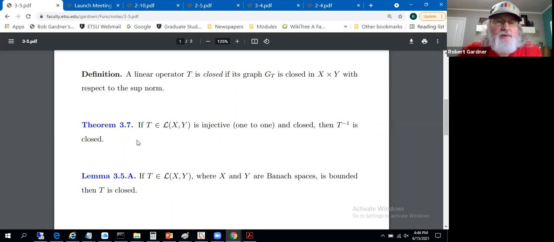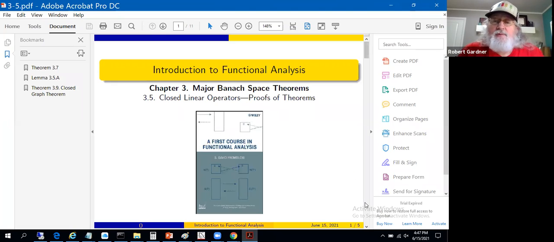We'll have three results. The first says if T is a linear transformation from X to Y, it's injective, it's one-to-one, and it's closed, then T inverse is also closed. Of course, we need the one-to-oneness to even discuss T inverse as a linear transformation. But the claim is, under appropriate hypotheses, the existence of T inverse. If T is closed, then T inverse is closed. Let's look at a proof of that.